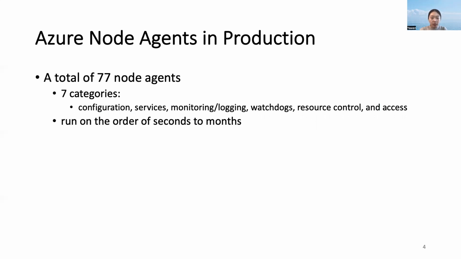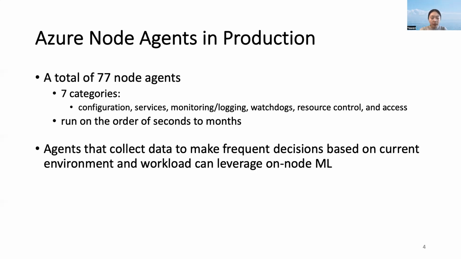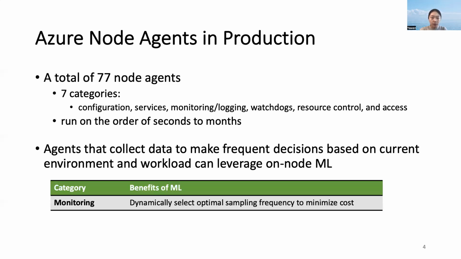Based on what they do, these agents run at different frequency, on the order of seconds to months. We identified that agents that collect data to make frequent decisions based on current environment and workload are good candidates for leveraging on-node ML. And this type of agents fall under the categories of monitoring, watchdog, and resource control.